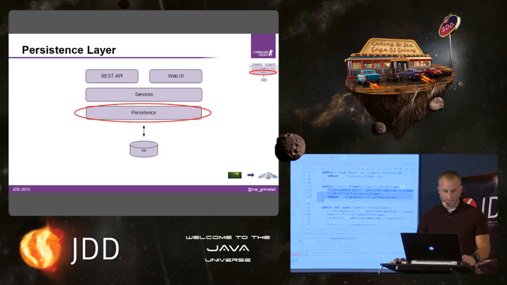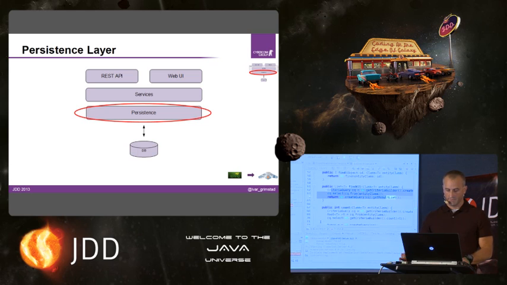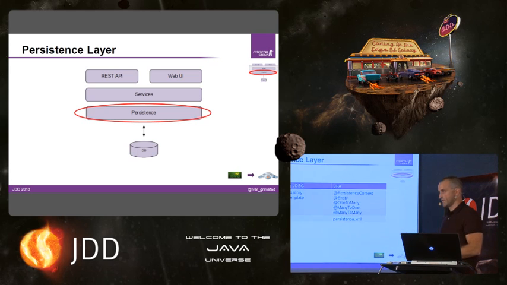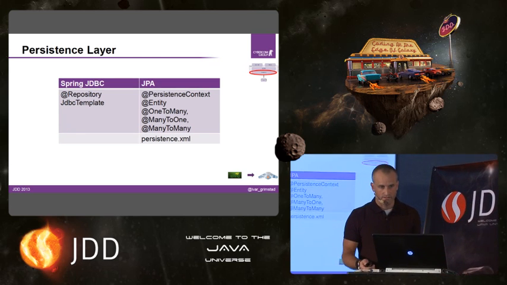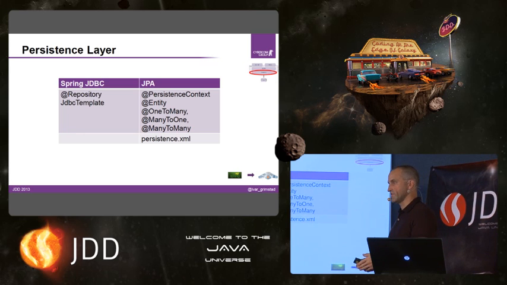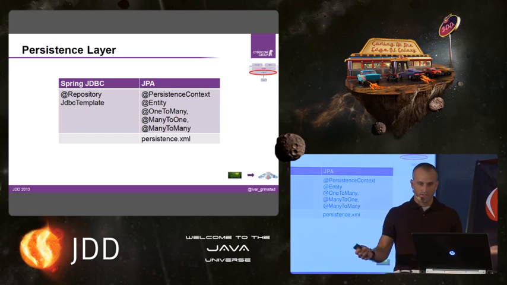So rather than writing the SQLs, it's more or less SQL-like, what I'm doing here. I'm using a criteria language, but it's doing exactly the same thing. So what I've done here is that I've taken the @Repository annotated data access objects and replaced them by a JPA version of it. And I've replaced the JDBC template code with JPA equivalent code.